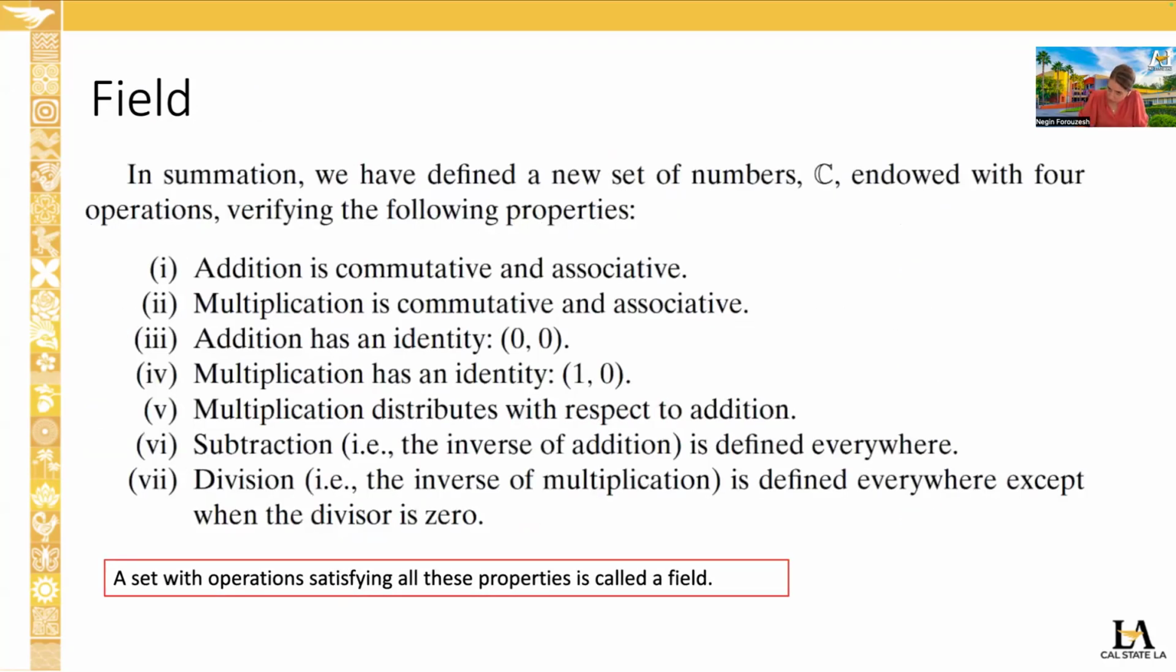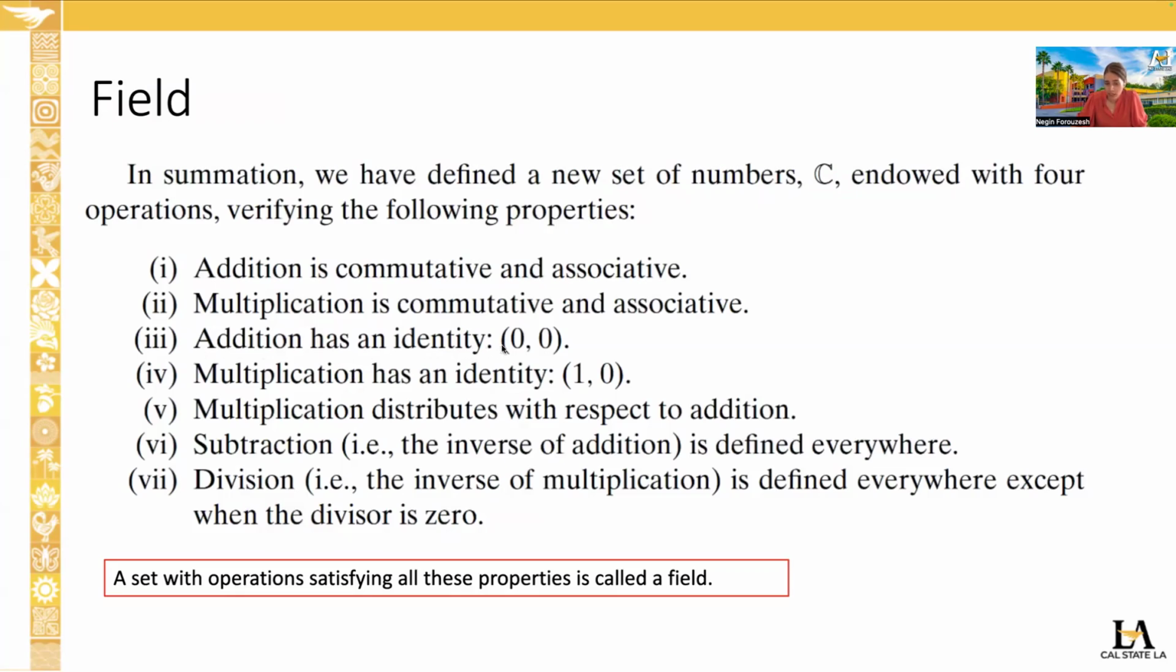Here is a definition. I know we just showed all of these features and properties for complex numbers. Let's review them together. We showed that addition for complex numbers is commutative and associative. We showed that multiplication also has these two properties.